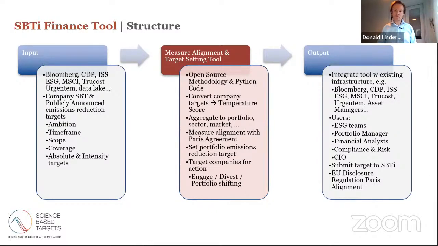And that can obviously be your Bloomberg terminal or your ISS report or MSCI or any of the others, and your homegrown portfolio management solutions, if you have those. And this is very much, as I said, for ESG teams and portfolio managers, financial analysts, compliance, risk, CIOs, and such. And naturally, one of the outputs here is also for you to be able to report back to the science-based target and say, hey, we want to set our own science-based target for our financial institution, and the tool has the solution to let you do that.